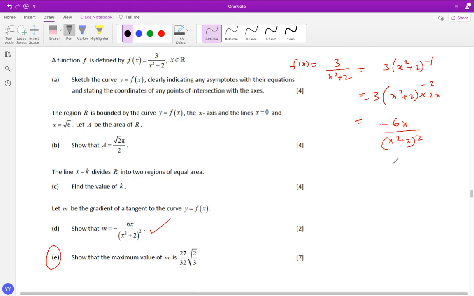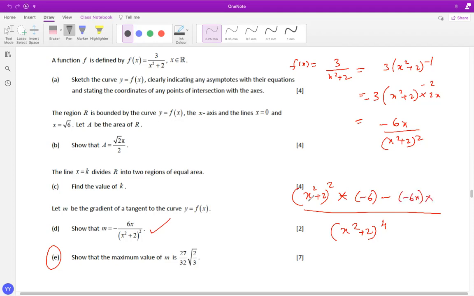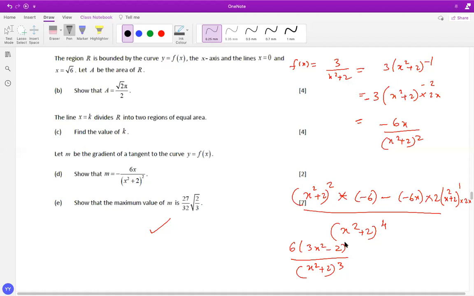So basically, the maximum value you'll obtain by differentiating one more time. So it'll be (x squared plus 2) to the power 4. And then you do the derivative of this: (x squared plus 2) the whole squared, minus, into minus 6, and minus of minus 6x times the derivative of x squared plus 2, which is 2 times (x squared plus 2) to the power 1 times 2x.